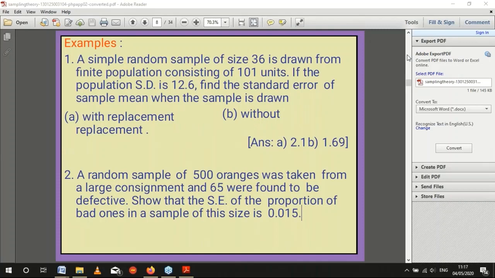Question number 2. A random sample of 500 oranges was taken from a large consignment and 65 were found to be defective. Show that the standard error of the proportion of bad ones in a sample of this size is 0.015. So please, let's try and attempt it.